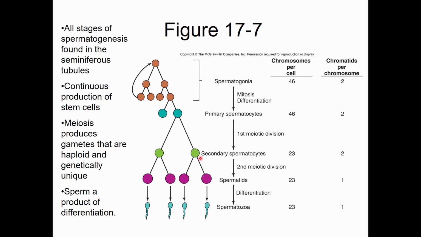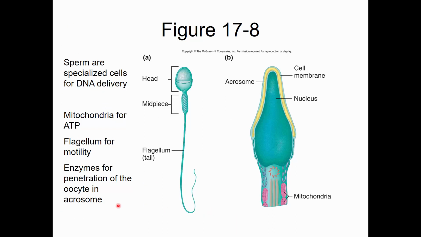Then without a replication, the cells divide again. That's the second meiotic division. And now we have 23 single chromosomes in a spermatid. But this cell cannot swim. So the cell has to differentiate into a spermatozoa, also called a sperm, so that the DNA can travel. Those sperm are basically DNA delivery cells.